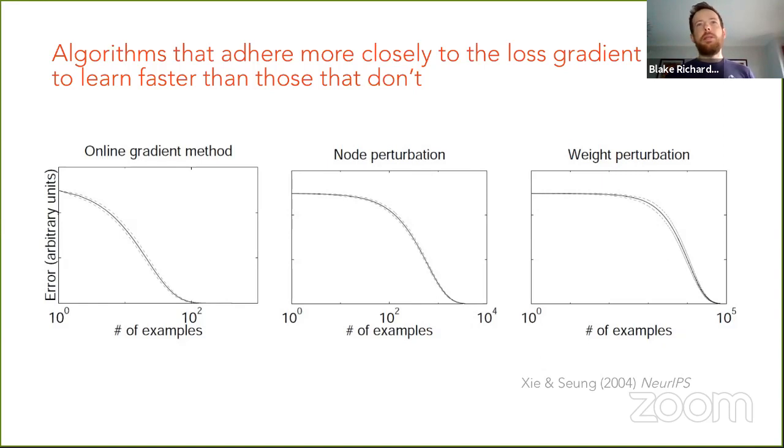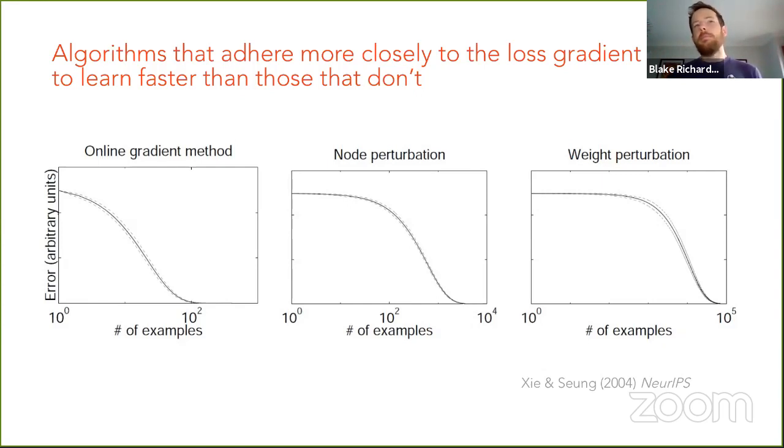So if we look at, for example, algorithms like node perturbation or weight perturbation, where you randomly add some noise to the activity or to the synapses, and then you basically just keep perturbations that reduced your loss function, that will in fact be an unbiased estimate of the loss gradient, but it will have very high variance to it. And it will have a variance that will scale with the size of the network.